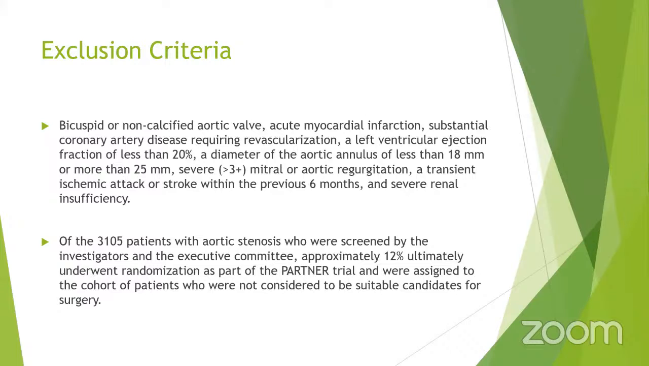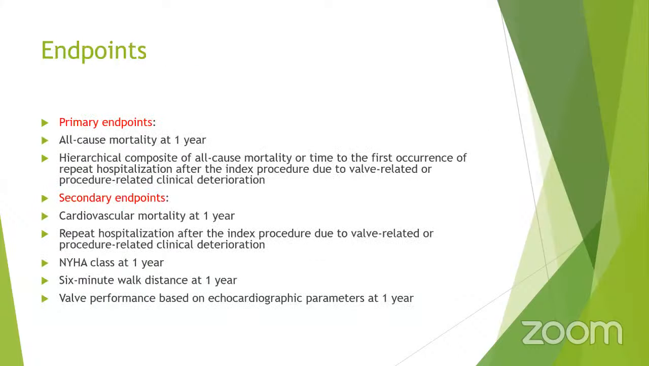Initially 3,105 patients were screened. Out of those, 358 were selected for this cohort of patients. The primary endpoints were all-cause mortality at 1 year, and the hierarchical composite of all-cause mortality or the time of first occurrence of repeat hospitalization due to valve-related or clinical deterioration.